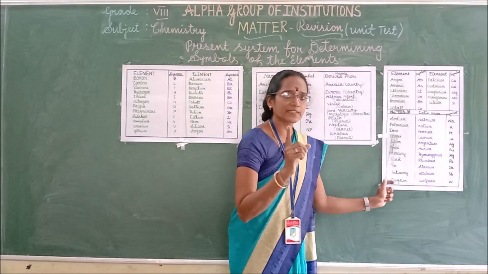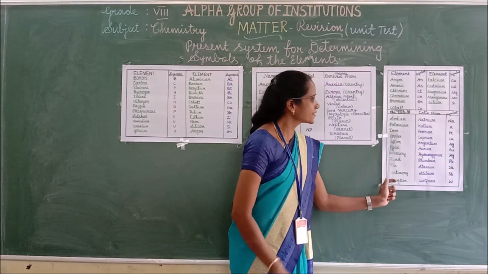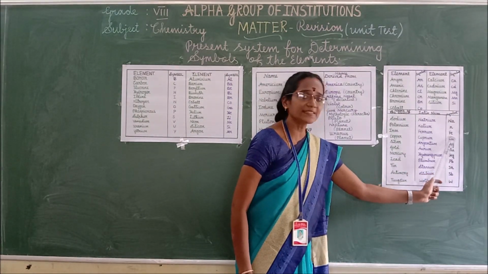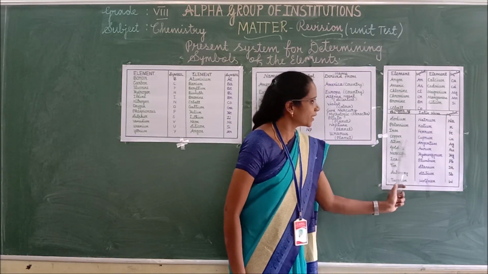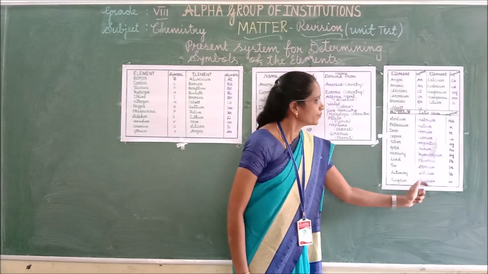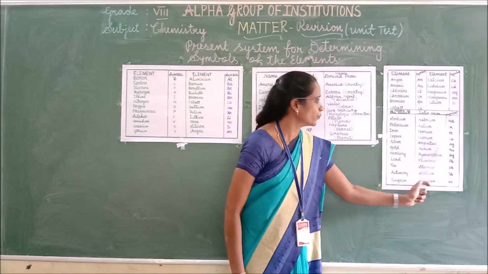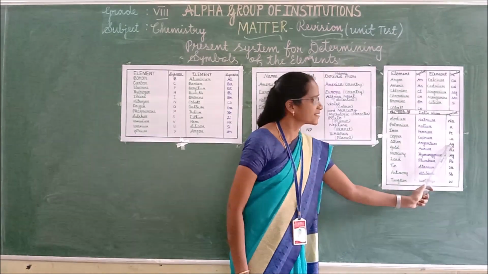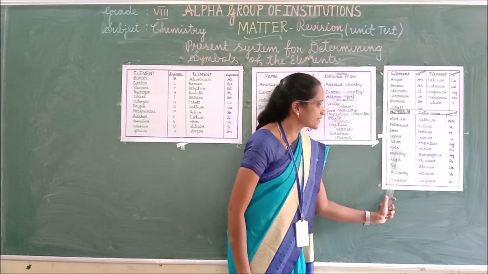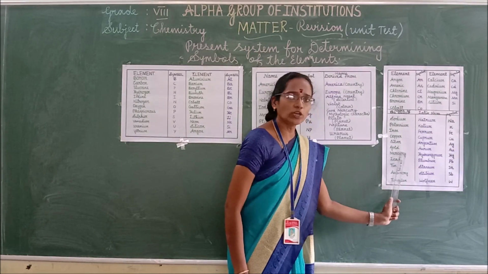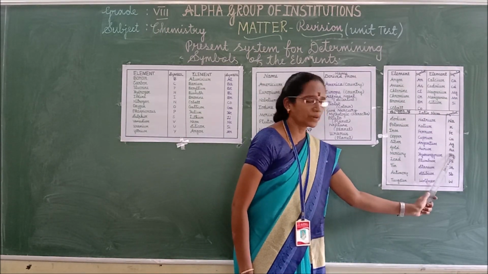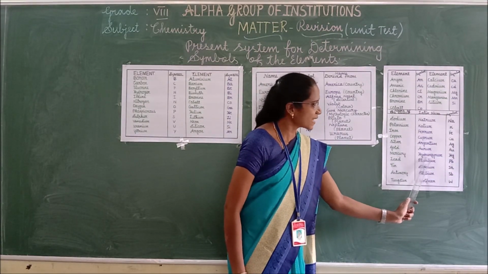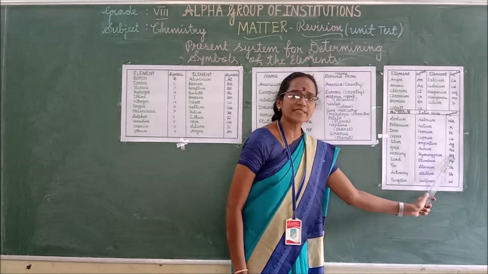Okay. Always we should use the first letter as a capital letter. Next, for the iron element, its Latin name is Ferrum, and its symbol is Fe. For copper, Latin name is Cuprum, and its symbol is Cu. Next, silver, Latin name is Argentum, and its symbol is Ag. Next, gold, Latin name of gold is Aurum, and its symbol is Au. Next, mercury, its Latin name is Hydrargyrum, and its symbol is Hg.